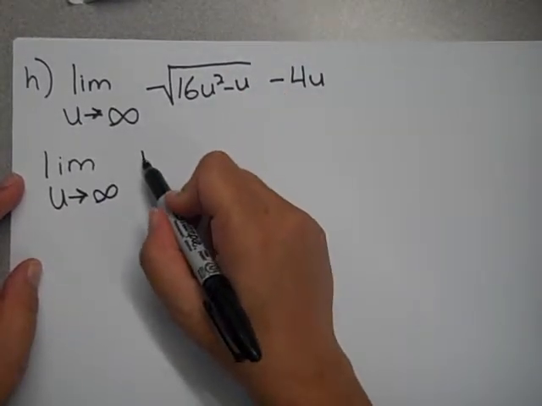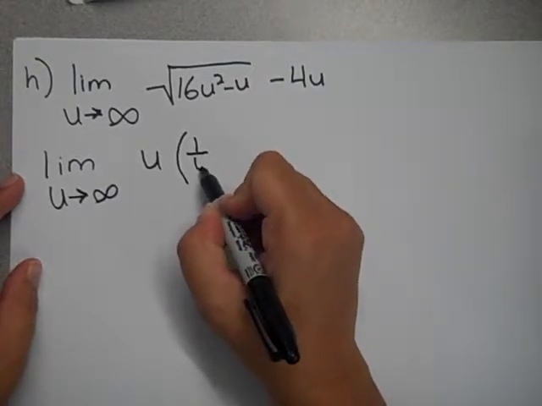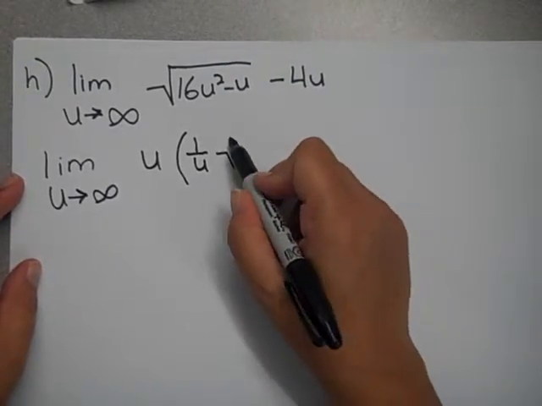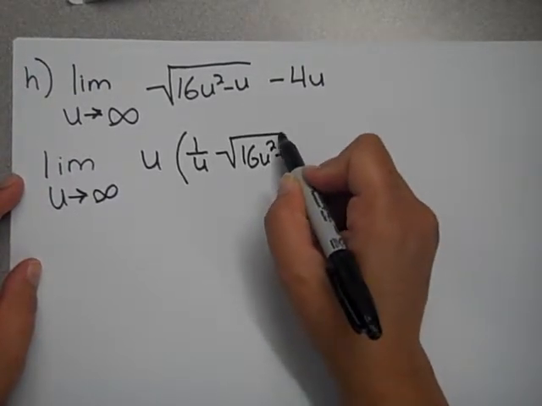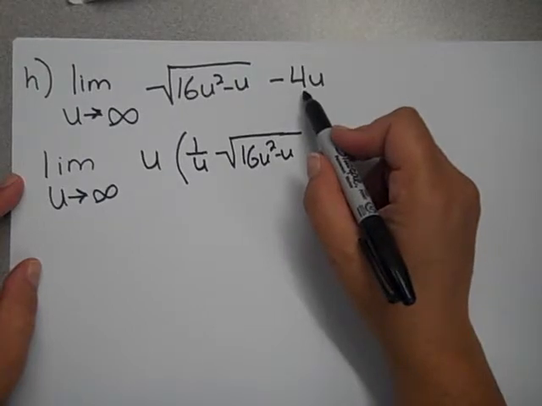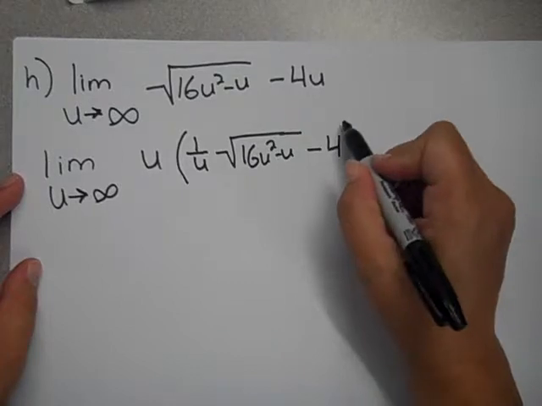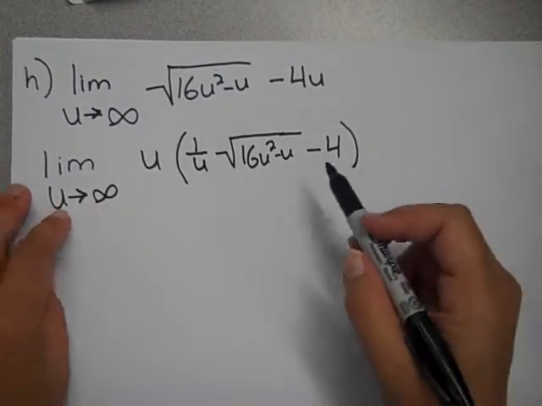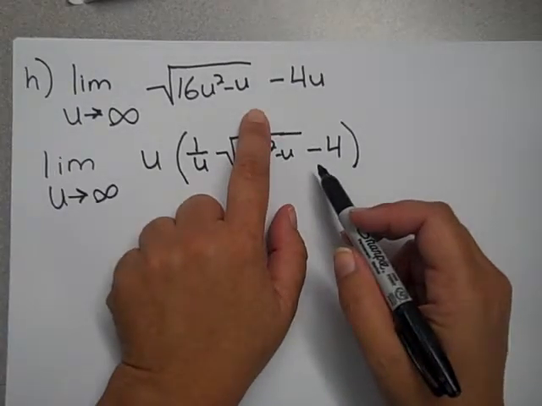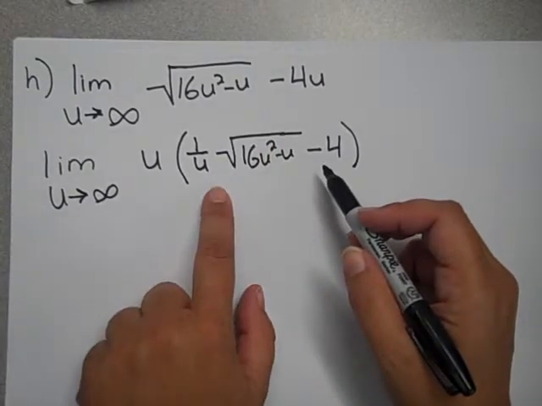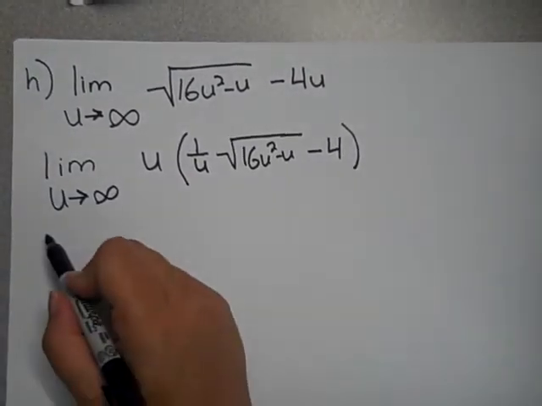So if I factor a u out of everything, let's just put 1 over u here times 16u squared minus u. And then what is it if you factor a u out of negative 4u? Well, you just have negative 4, because that's outside the radical. So would you agree that if I distributed my u, I would actually have exactly what I started with? Okay, so all I did is factor out a u, and I have really an equivalent expression.